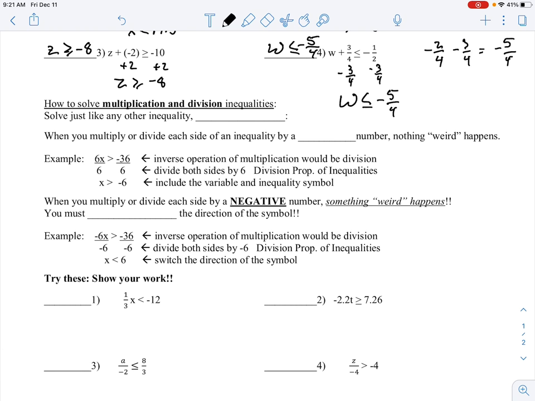We're going to solve with inverse operations. There's one difference here. I forget what this blank is, but that's not important. We just want to get the variable by itself.